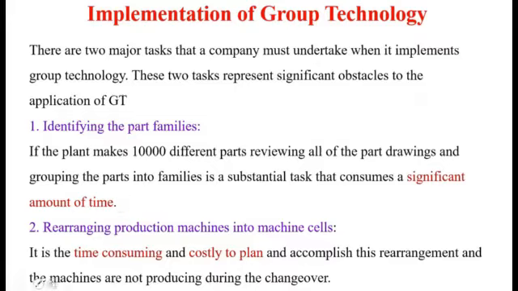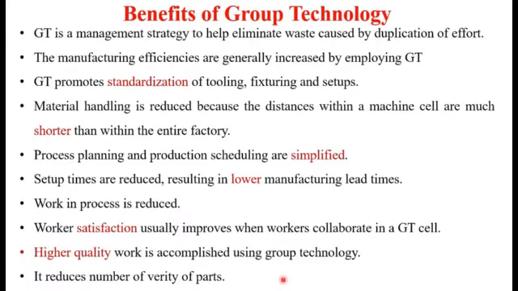Again, it is a time-consuming and costly plan to accomplish this rearrangement of the machines. Rearranging the production machines takes more time, it is costly, and it requires more space. Also, the machines are idle or stopped and not producing components while this rearrangement of the plant is being done. So these are the two main obstacles in the implementation of GT.